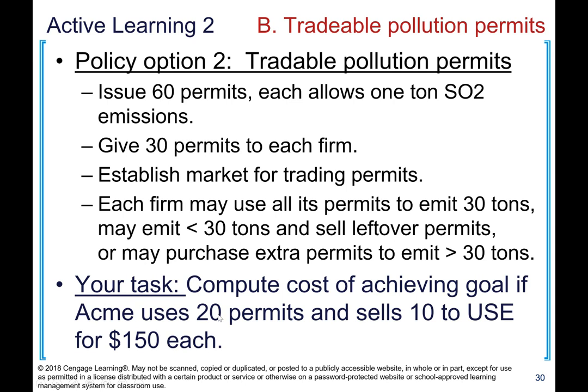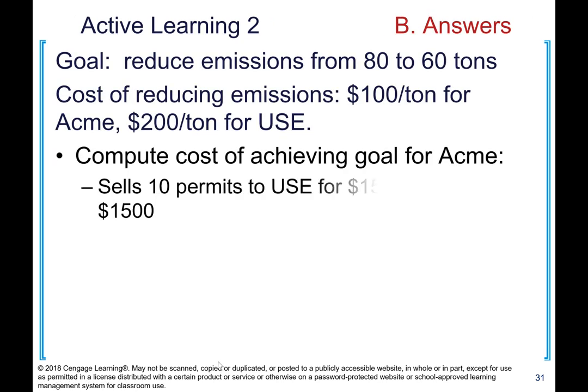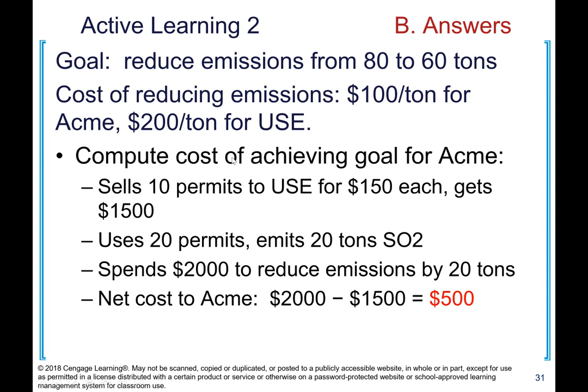Your task: compute the cost of achieving the goal if Acme uses 20 permits and sells 10 to USE for $150 each. The goal: reduce emissions from 80 to 60 tons. Cost of reducing emissions: $100 per ton for Acme, $200 per ton for USE. Compute the cost of achieving the goal for Acme.